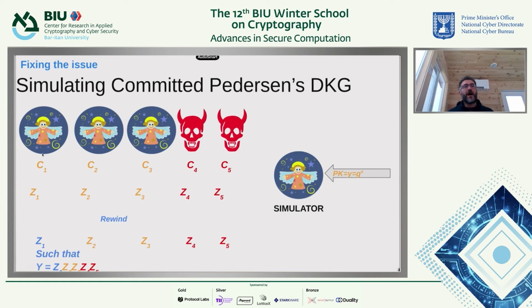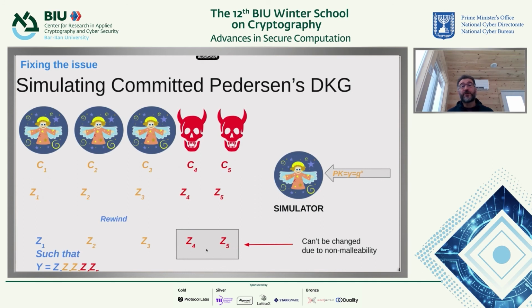So I'm going to rewind the adversary, which is a problem because rewinding has issues with composition, but just for simplicity right now, I'm going to rewind the adversary. I'm going to change one of the contributions, Z1, such that Y is really going to be the product of Z1, Z2, Z3, Z4, and Z5. And now I am matching the public key that I am looking for, okay? And the reason this works is that the adversary cannot change this due to the non-malleability.